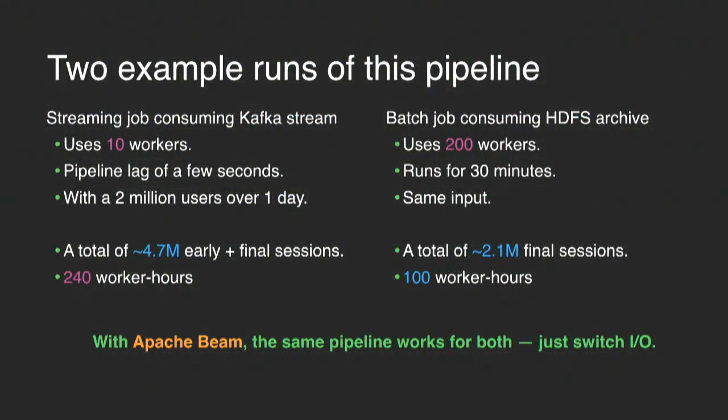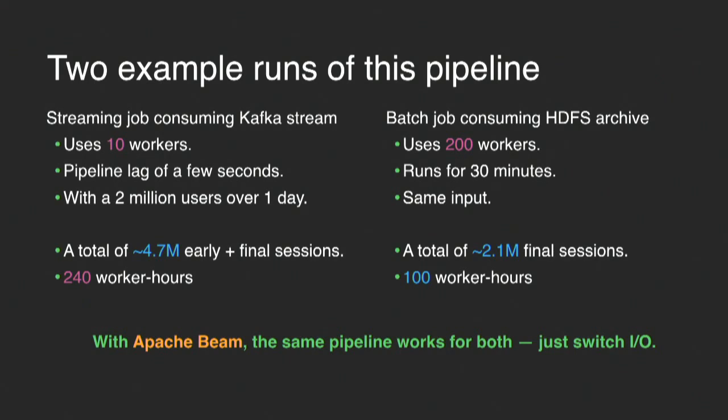So now we're going back to the thing we started off with. We have these two very different looking pipelines, streaming and batch, and we said that they're actually the same pipeline in Beam, and now we actually run them, and what happens? Let's look at some statistics. In this case, we had about 4.7 million early and final sessions, and it ran 240 worker hours. In the batch case, we only had 2.1 million final.